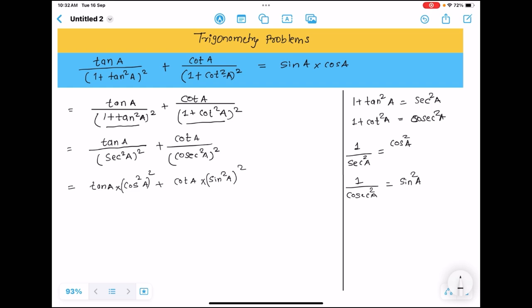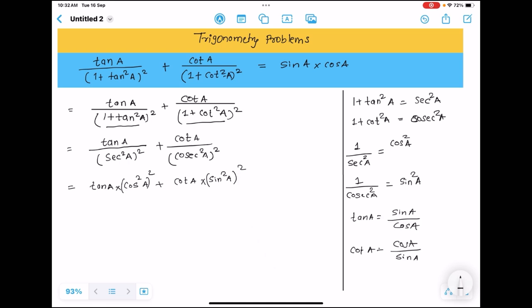Let's replace this. We will get tan A into 1 upon sec square A, which becomes cos square A. But here there is a 1 upon sec square A whole square. That's why what we will get is cos square A whole square. Similarly, cot A into what was 1 upon cosec square A? Sin square A. But cosec square A whole square is there. That's why we get sin square A whole square.